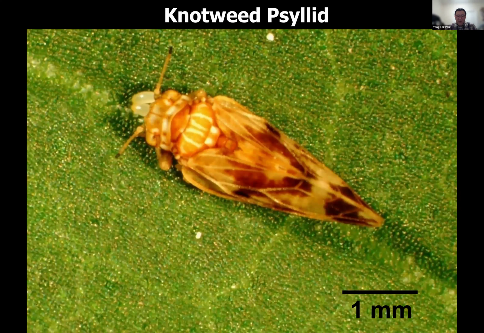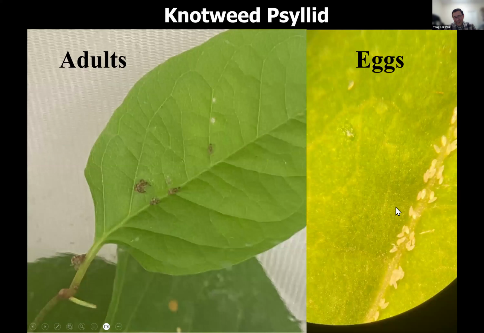It's kind of similar to an aphid. It's called a psyllid. It's huge, but it's less than 1 centimeter. It's tiny, tiny. And these are adults, and these are eggs. Okay, so we have to deliver it.